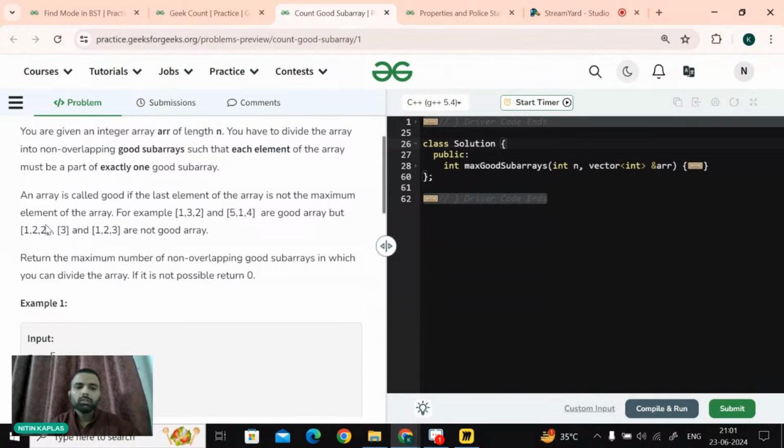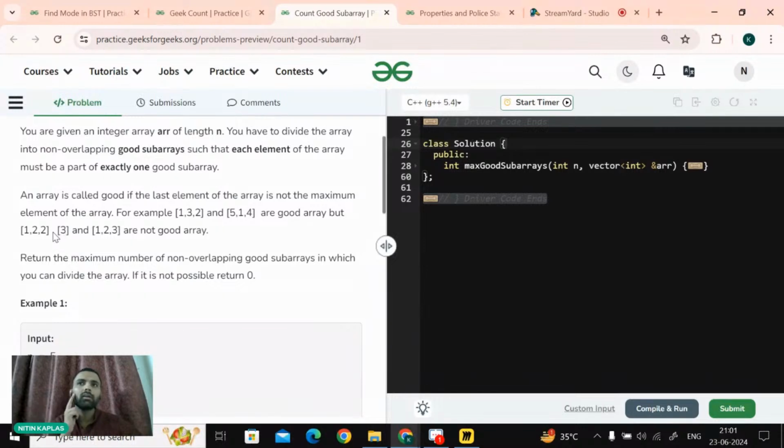1 2 2, 2 is the maximum of all, right? That's why, if the element at the end of my array is the maximum, it's not a good array. Now 3, if you focus on 3, it's also the last element and it is the maximum element.